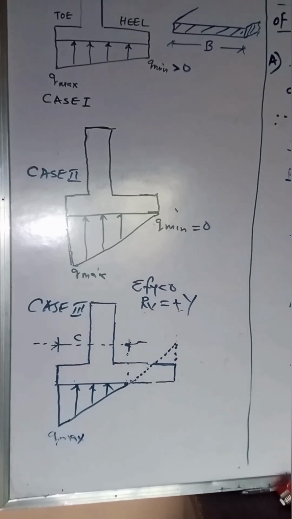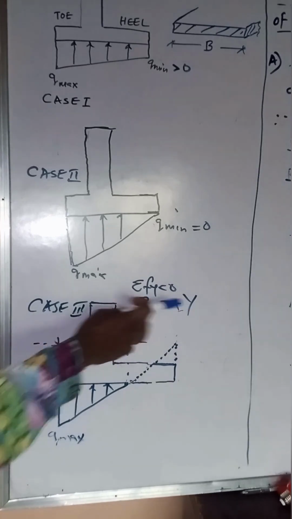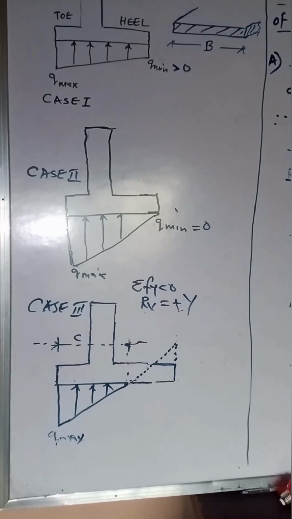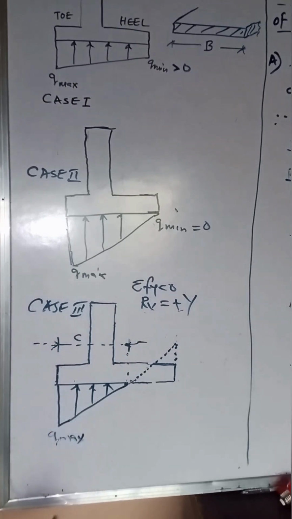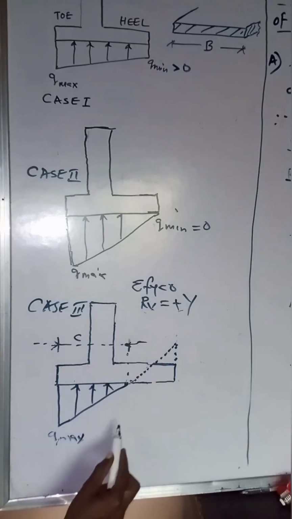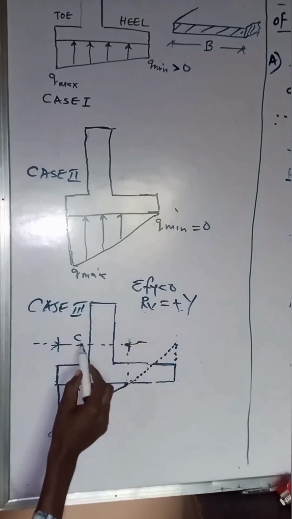So what it means is if this is equal to this, we can say that if we decide to take a moment about any point, we know that from here we have the eccentricity.